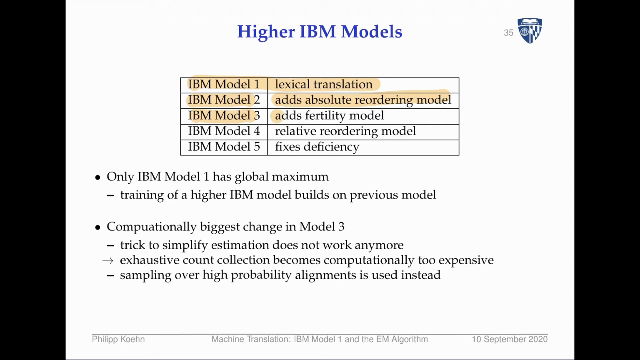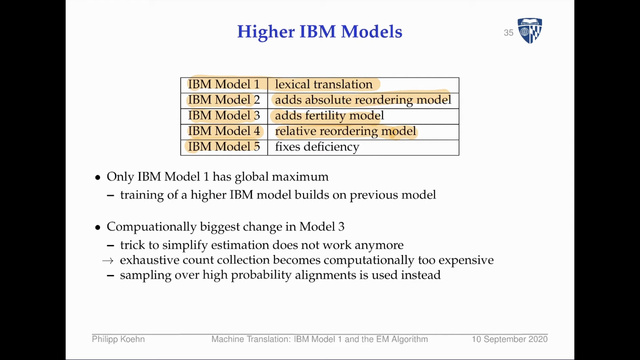IBM Model 3 adds a fertility model. It basically says how many words a word might translate to. So it then learns things like, most words have one word translation, but we already came across the word klitzeklein that has two word translations. And IBM Model 4 fixes this reordering model to make it a relative reordering model. It just always looks at the previous word. What is the previous word aligned to? I should be somewhere in that vicinity. That makes a bit more sense and works better. And IBM Model 5 is just a technical fix that avoids that the previous models actually give probability mass to impossible alignment.